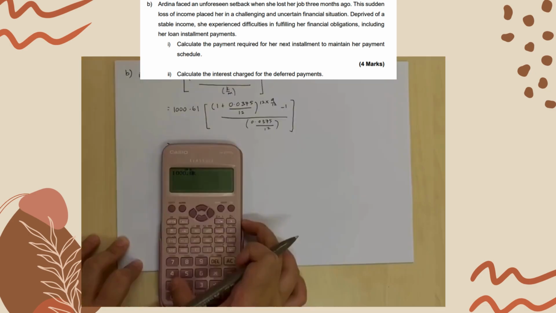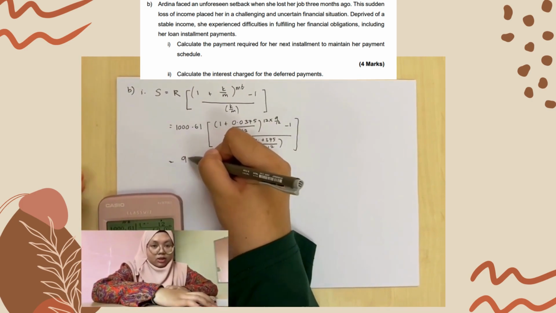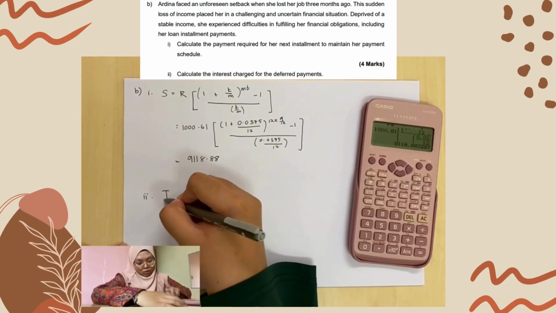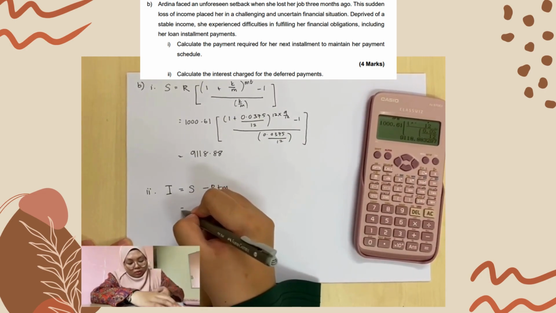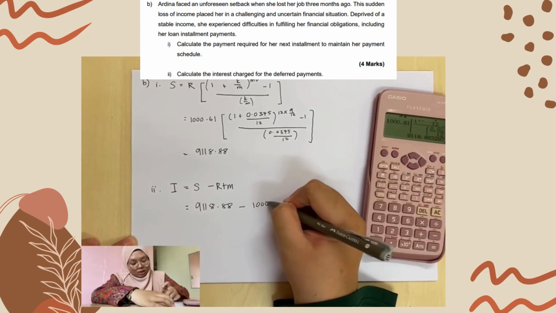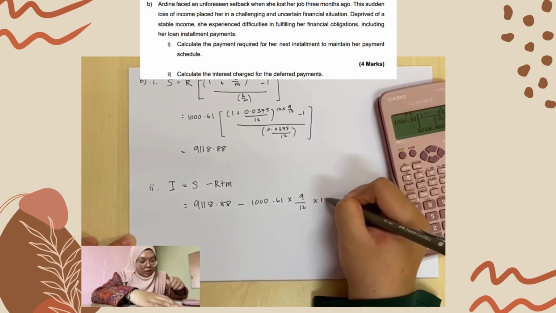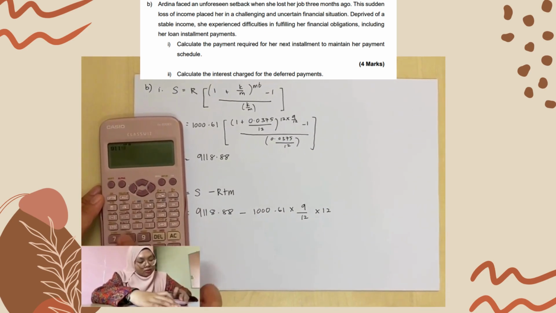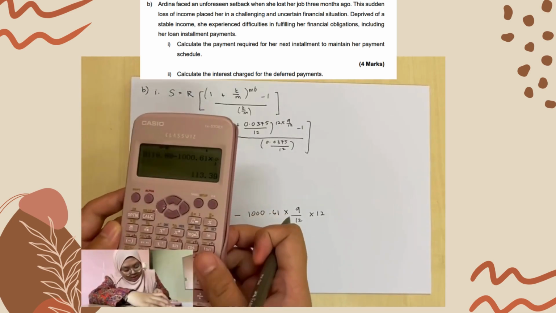Here is the answer, 9,118.88. So for question B2, we need to find the interest. To find the interest, we just use the formula I equals to S minus RTM. So just substitute everything into the formula, which is 9118.88 minus 1000.61 times 9/12 and times 2. And we press our calculator. So here's the answer, 113.39.